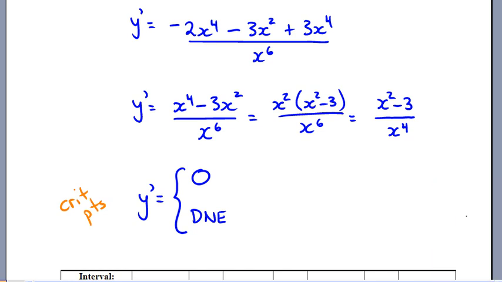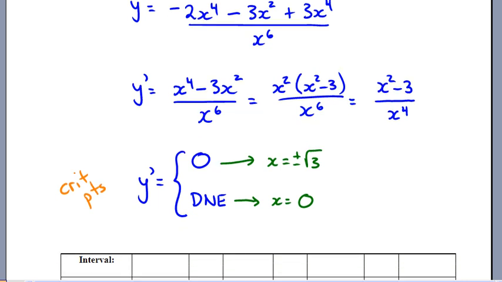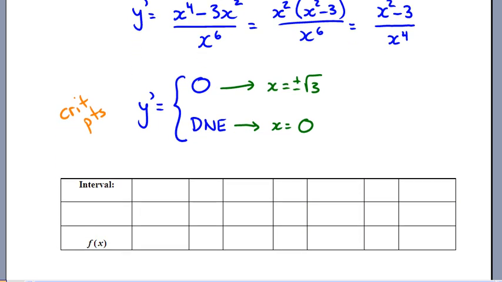Okay, well, you could make it equal to 0 if the top is equal to 0. That would mean x squared was 3. So if x was plus or minus root 3, that would do it. And you can definitely bust this one. You can do that if x is equal to 0. Okay, that's 3 critical points, 3 critical x numbers. That's going to cut my number line up into 4 sections.